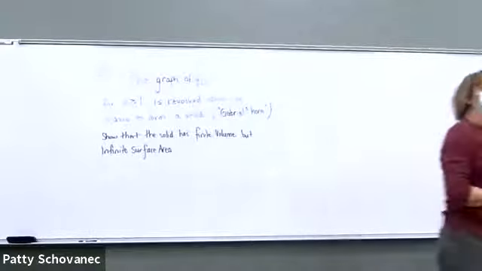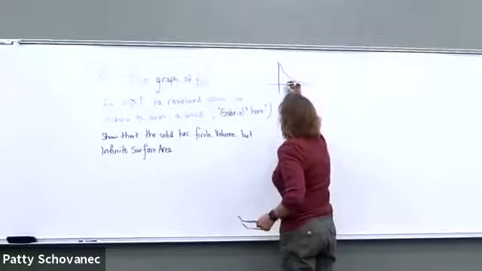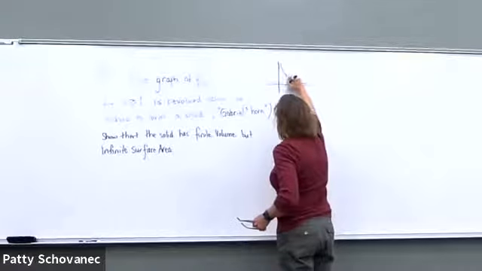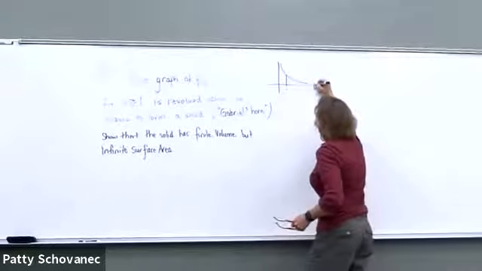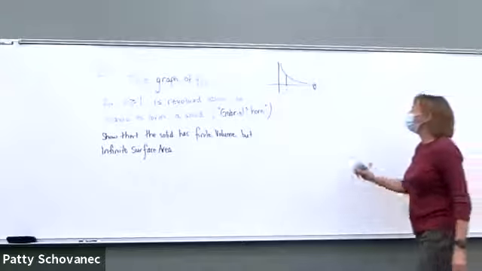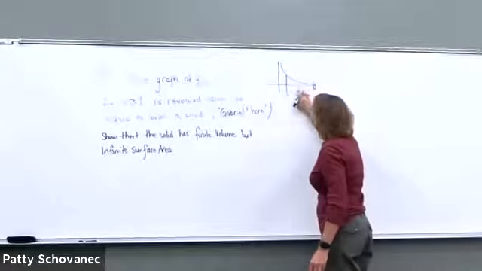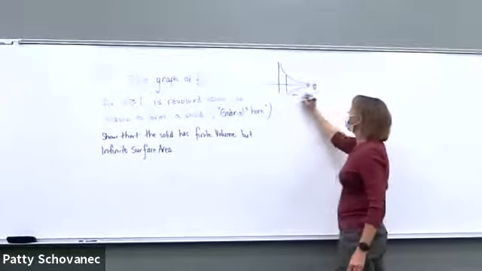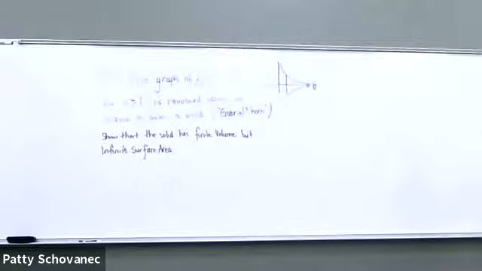We're talking about this graph, y equals 1 over x. When x is 1, y is 1. Revolved about the x-axis, it forms this solid here. Let's get closer, where this is unbounded. So who remembers how to find the volume of a solid of revolution?